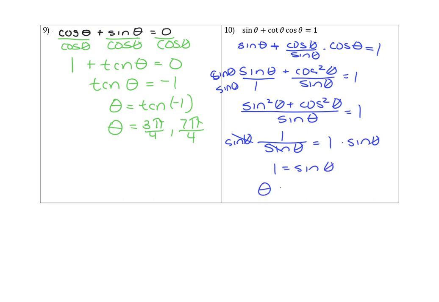So now theta is the arcsine of 1. And now when is y 1? Up at the top of the unit circle at pi over 2.